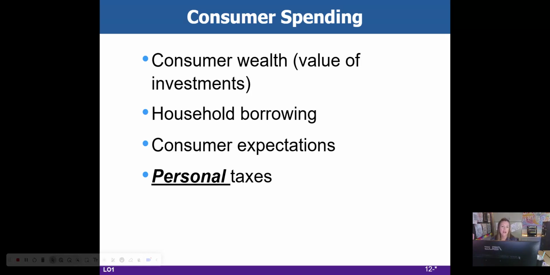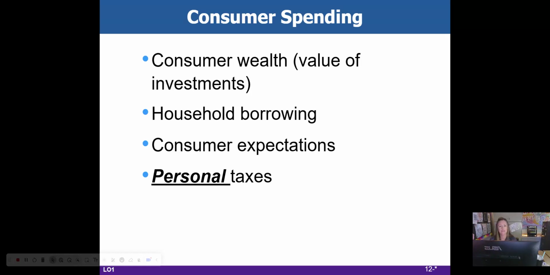So one thing that can happen is consumer wealth changes, and that's the value of investments. If the stock market crashes, for example, the value of everyone's investments that's invested in the stock market decrease. When people see those balances go down, they're a little bit more cautious about how much they spend, and so you might see consumer spending decrease as well. The opposite would also be true. Stock market's going well, people feel good about the balances in their retirement accounts, they might be more likely to spend.